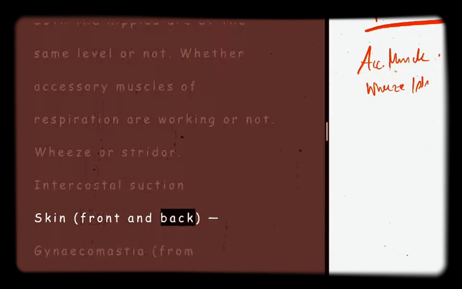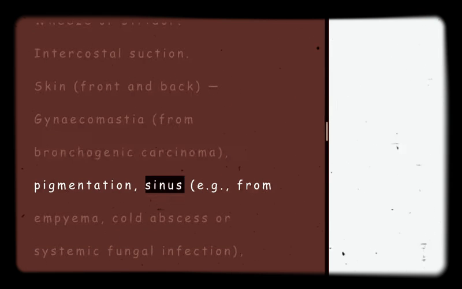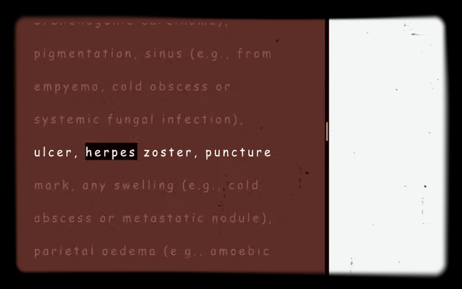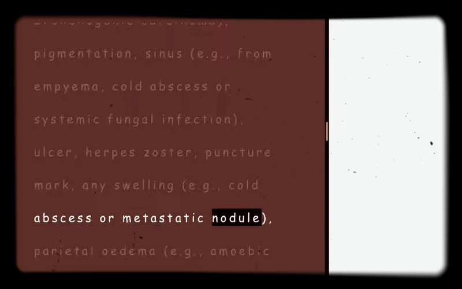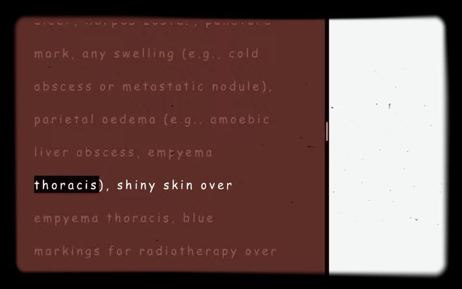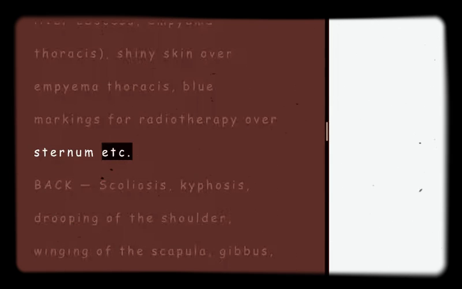Skin, front and back: gynecomastia, from bronchogenic carcinoma; pigmentation; sinus, for example from empyema, cold abscess, or systemic fungal infection; ulcer; herpes zoster; puncture mark; any swelling, for example cold abscess or metastatic nodule; parietal edema, for example amoebic liver abscess, empyema thoracis; shiny skin over empyema thoracis; blue markings for radiotherapy over the sternum, etc.